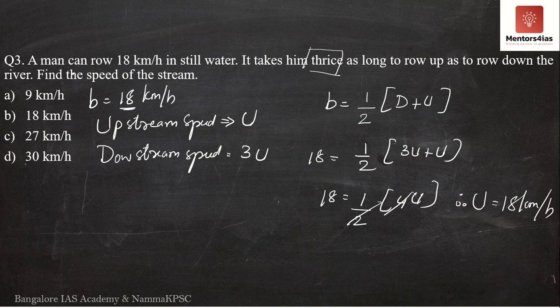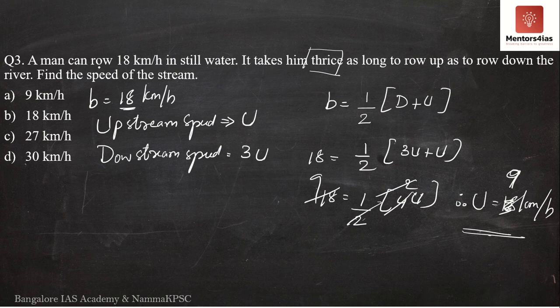What is the question asking for? Sorry, my mistake here. 2 gets cancelled. I have 2 here. This and this gets cancelled. It is 9 kilometers per hour. Sorry, it is 9 kilometers per hour. The upstream speed is 9 kilometers per hour, not 18 kilometers per hour. Okay. So you've now identified the upstream speed.